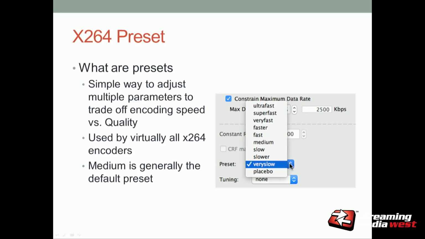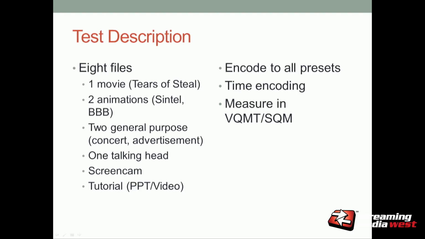So the first thing I wanted to check was the presets that come with X.264. Presets are simple ways that the X.264 developers said, this is how we're going to trade off quality versus encoding time. So the first question is, how much quality, how much encoding time, what's the optimal preset? Pretty much the default for most encoding tools is medium. So if you don't do anything, if you just use the default, you probably end up with medium. And it turns out medium's not that bad a choice.